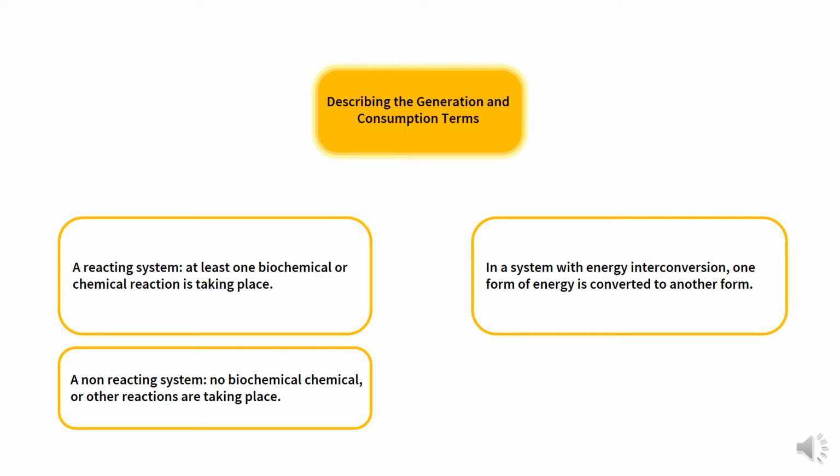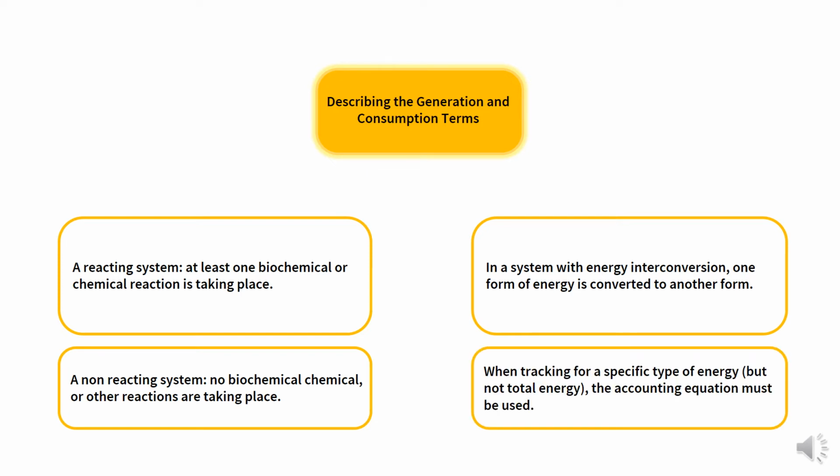In a system with energy interconversion, one form of energy is converted to another form, so the first form of energy has been depleted in the system and in the universe. When tracking a specific type of energy, but not total energy, the accounting equation must be used.